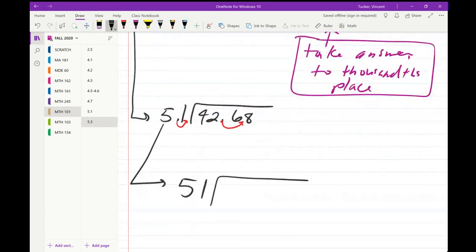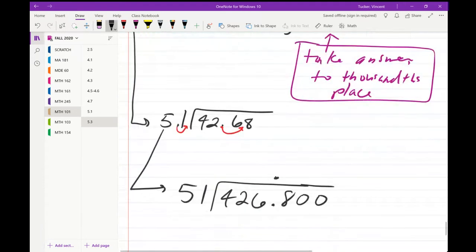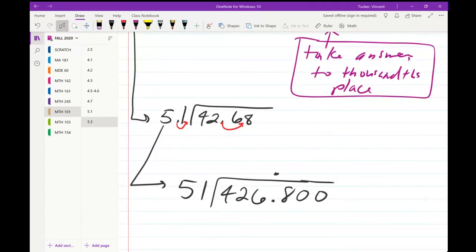And we'll divide that into 426.8. But we know we need to go to the thousandth place, so we need 2 more zeros to take us there. Thousandth place is 3 decimals: tenths, hundredths, thousandths. I want to round to the hundredth place, but I need that thousandth place to help me do that. So that's why I have those 2 zeros back there.